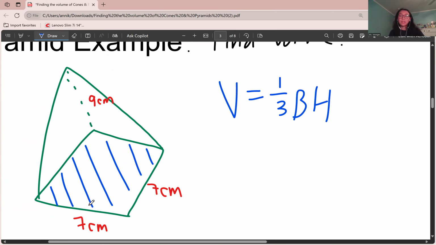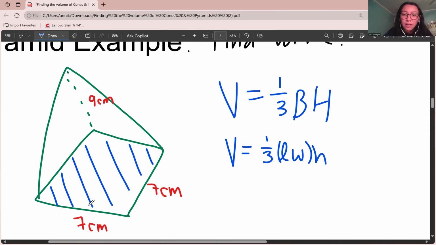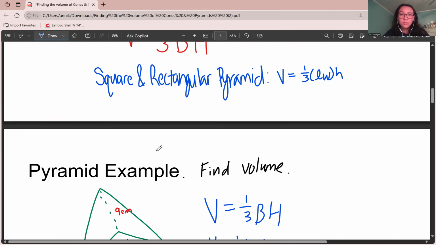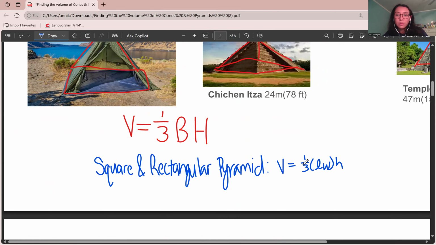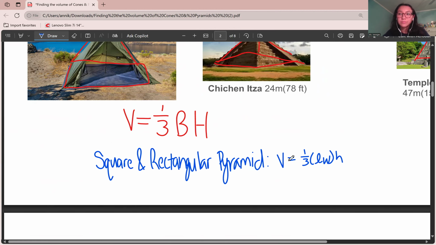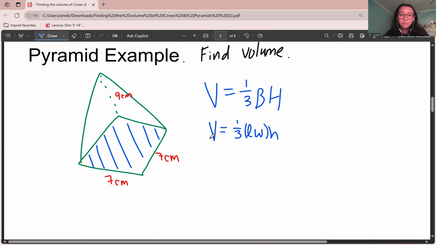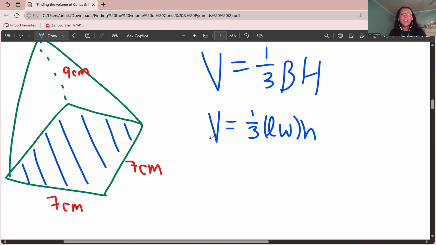The length and the width are both the same. They're both 7. So our shape is going to be a square. So we're going to use the formula volume equals 1/3 length times width times height. Again, this formula comes from the slide that I just showed you. Now we're going to plug everything that we just found into our equation.